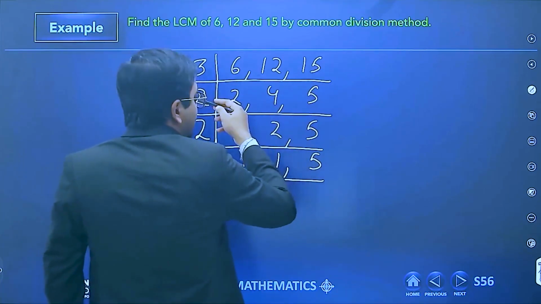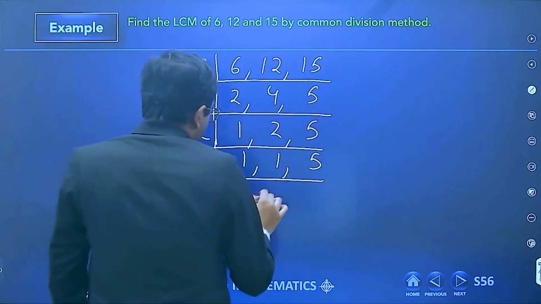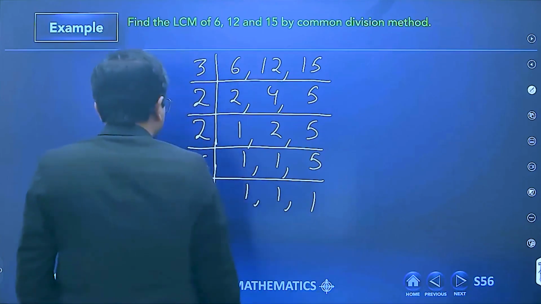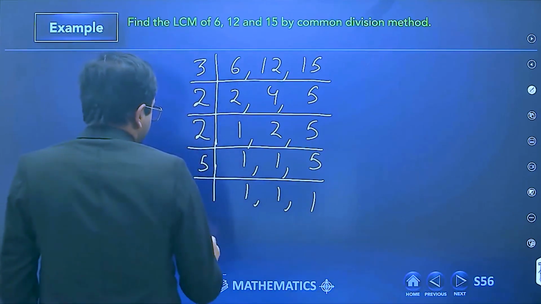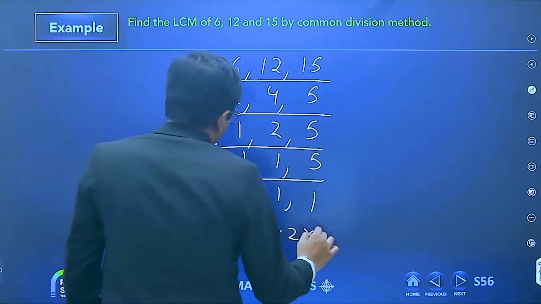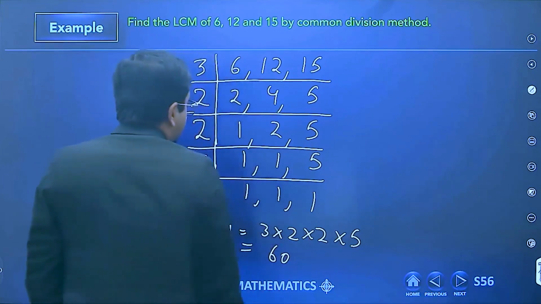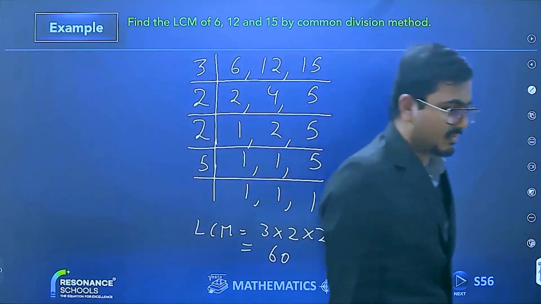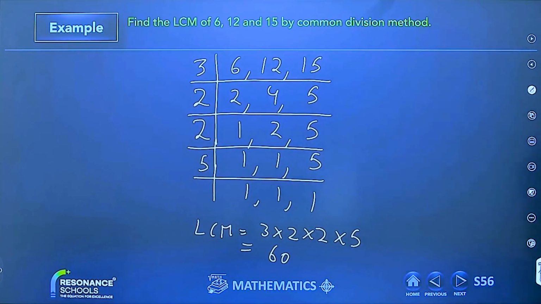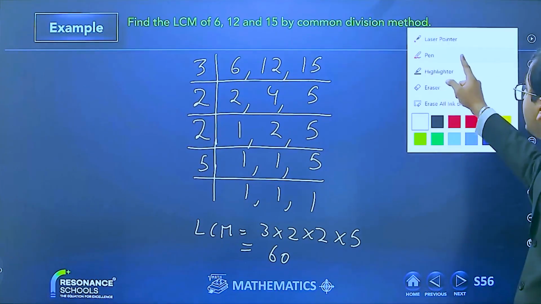Whatever is not divisible, I will write as it is. See, 5 is not divisible by 2, so I wrote it as it is. Last with 5: 1, 1, 1. So what is the LCM? 3 into 2 into 2 into 5. That is 60. Done? Clear? With that, we have completed LCM and HCF.